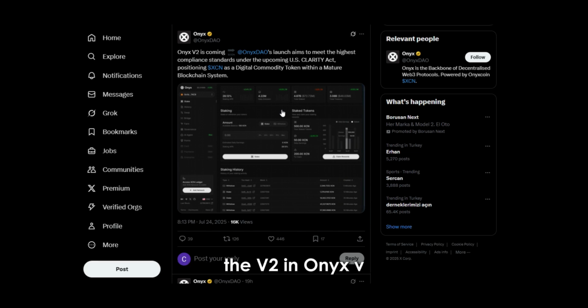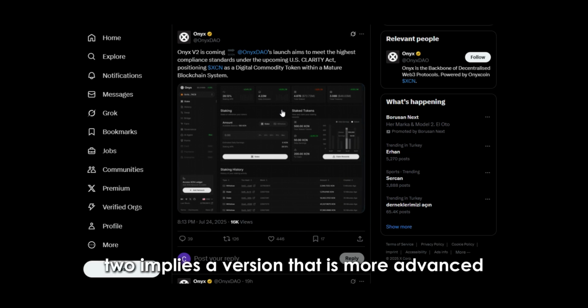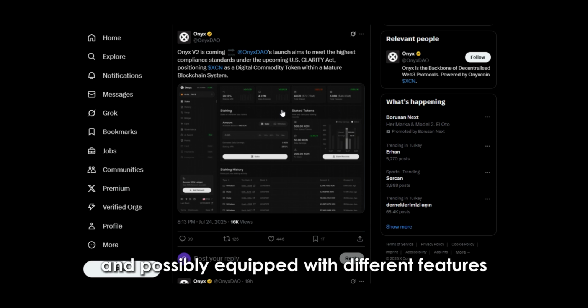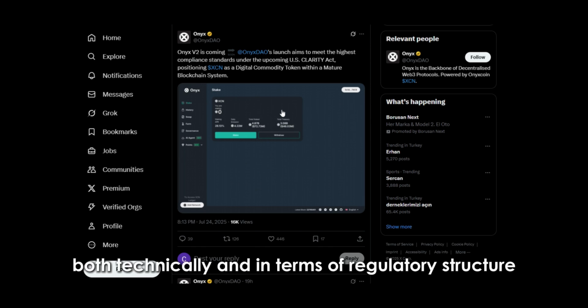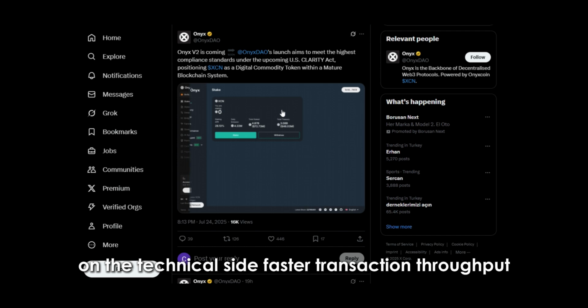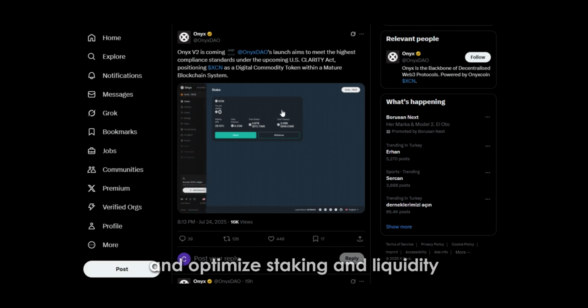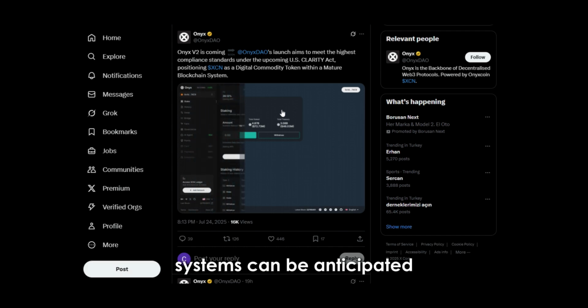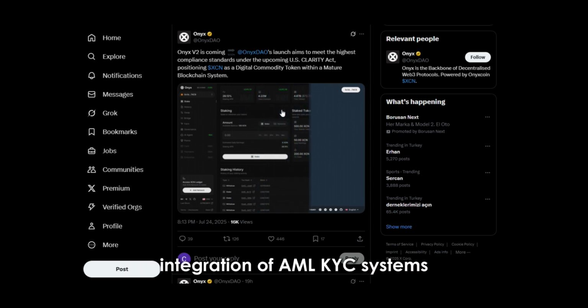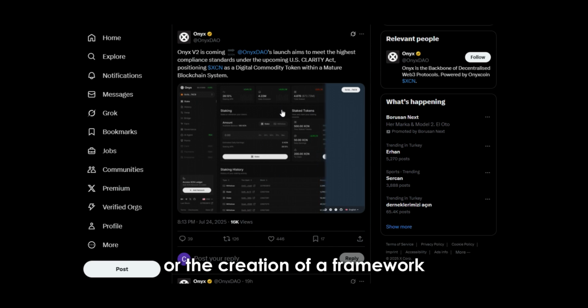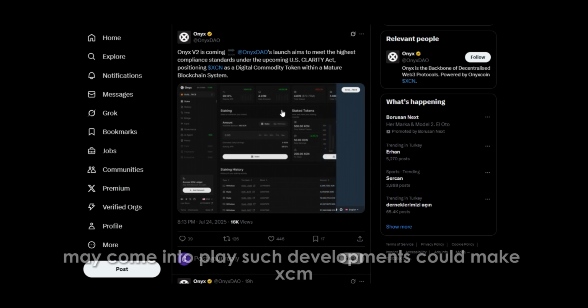The V2 in Onyx V2 implies a version that is more advanced, optimized, and possibly equipped with different features than the previous version. This new version is expected to include significant improvements both technically and in terms of regulatory structure. On the technical side, faster transaction throughput, lower gas fees, enhanced security, and optimized staking and liquidity systems can be anticipated. On the regulatory side, changes such as redesigned token distribution, integration of AML KYC systems, or the creation of a framework compatible with institutional investors may come into play.